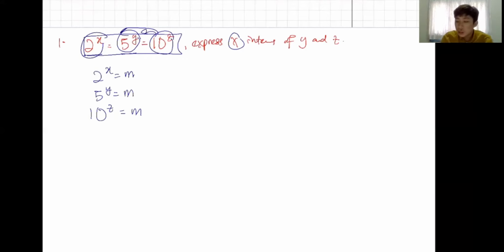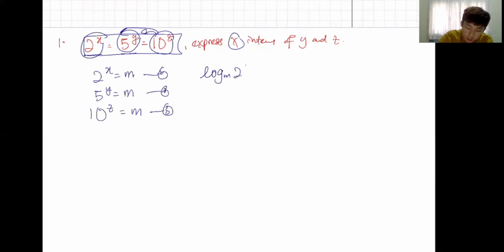Okay, normally in this chapter we have a general rule. We want the base to be the same. And since everything has m here, you look at equation 1, equation 2, equation 3, all three of them have m. So it's better I express all three of them as log base m. So I log base m both sides.